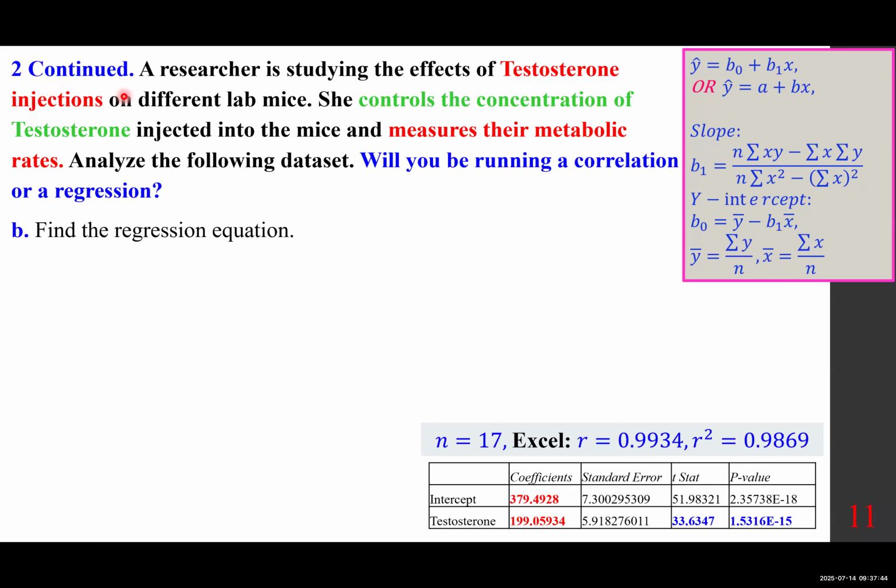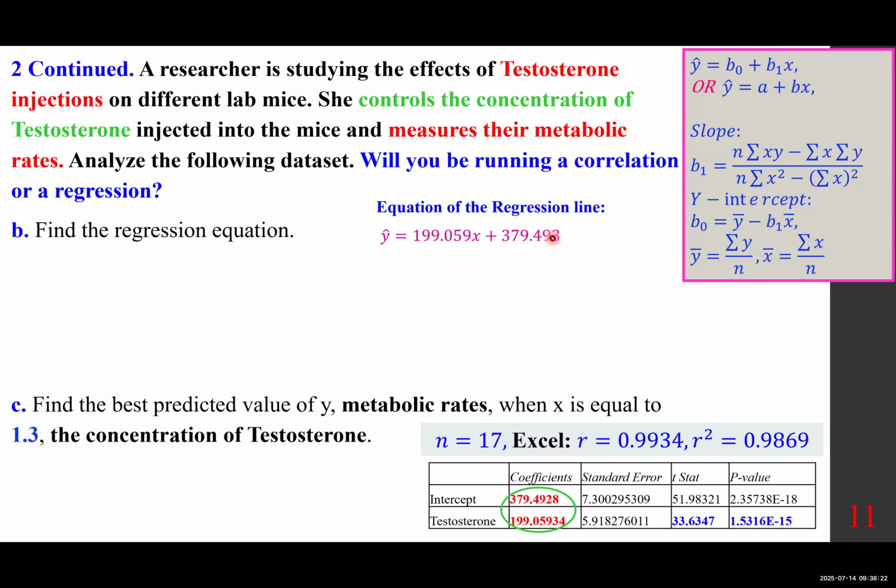We're going to continue with that. Same question, part B, find the regression equation. Well, again, these are the formulas, but let's use the technology that has given us the answer. Like I said, that gives us the following. Y bar is 199.05934x, or you can stop at 9, plus 379.4928, which changes to 379.493 if you go with 3 decimals, however many decimals they ask. And so having said that, we can answer the next part.